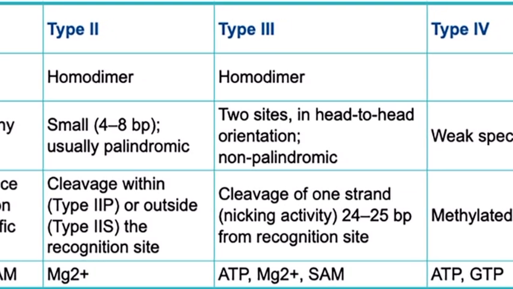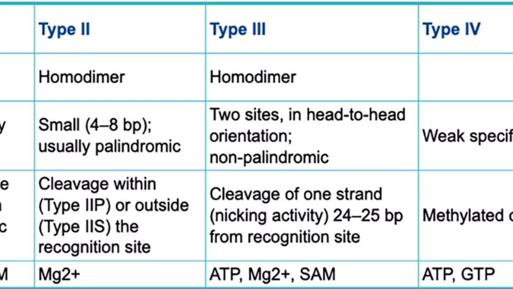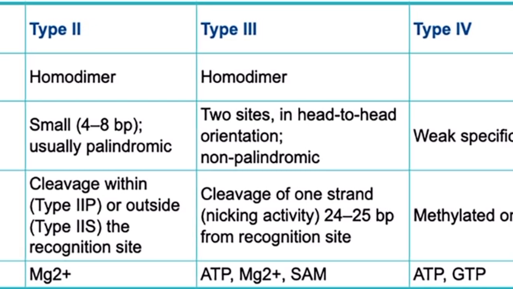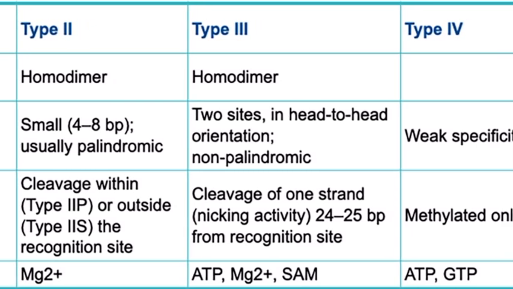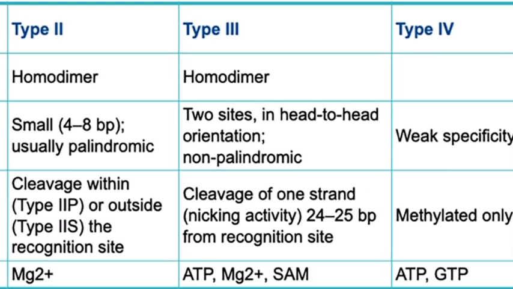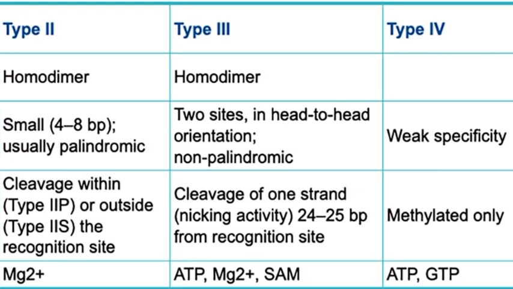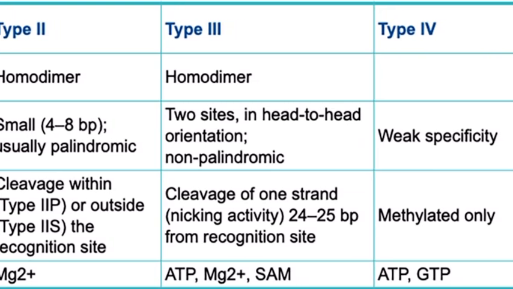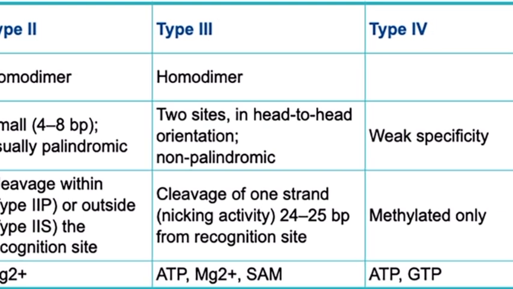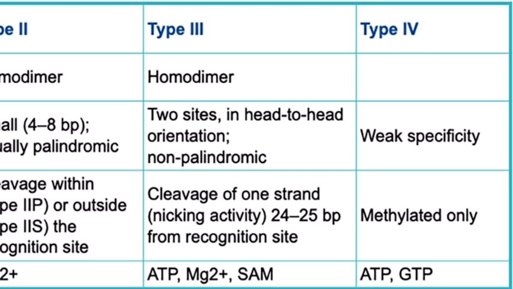And finally, type 4 restriction enzymes. Ironically, these enzymes look for methylated DNA. Examples include MCR, BC, or MRR from E. coli. They serve as a defense against foreign methylated DNA.